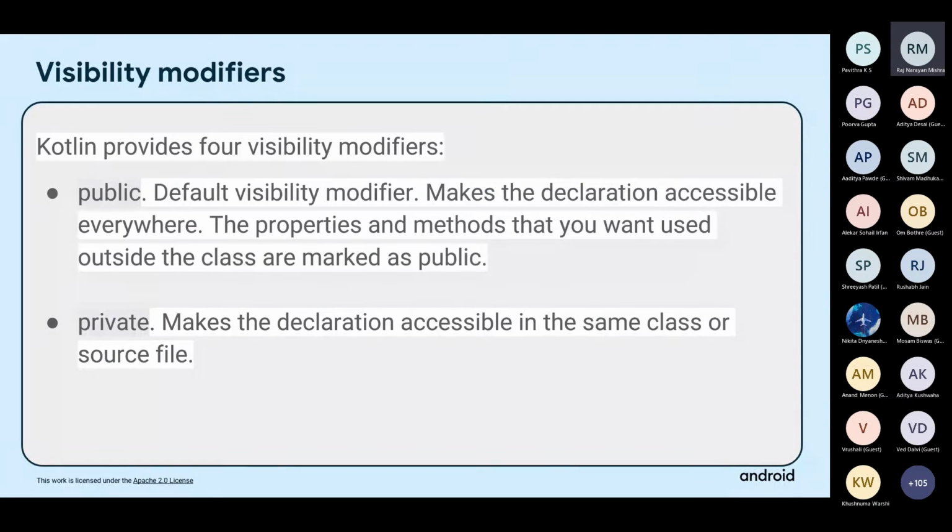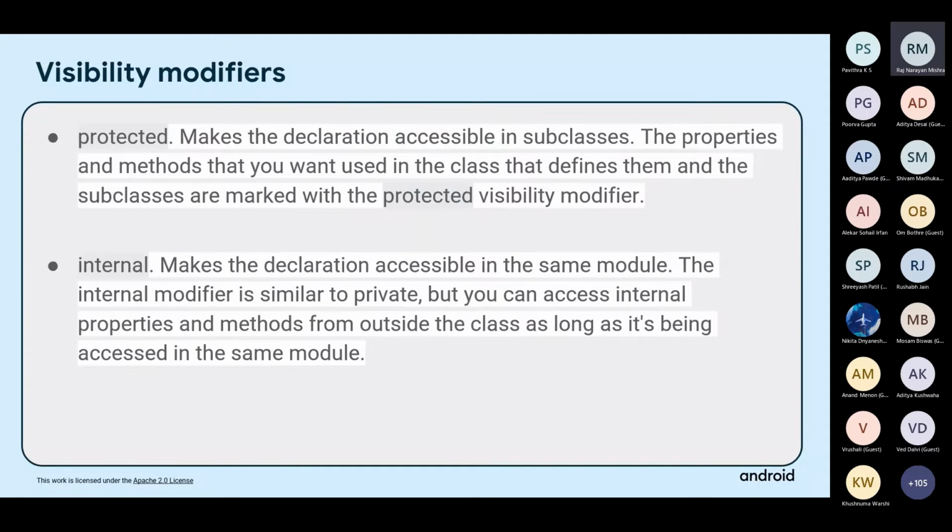All the methods and the properties which you will be using outside the class also. In the private, the declaration is accessible in the same class. You cannot import your code to the other class. In protected, the declaration is accessible in the subclass. Like if you are inheriting, then you can use the protected. Those inherited classes will only be able to use that declaration from the parent class. No other class can access that.